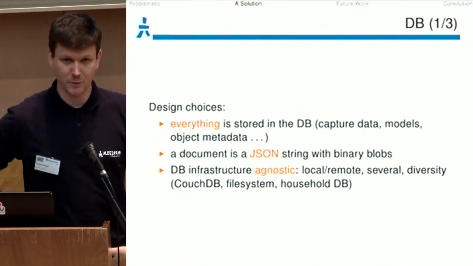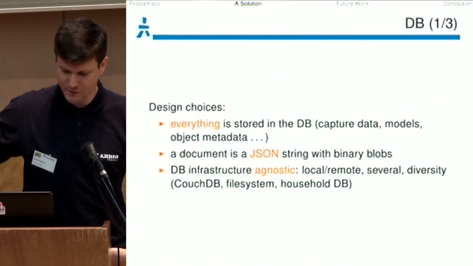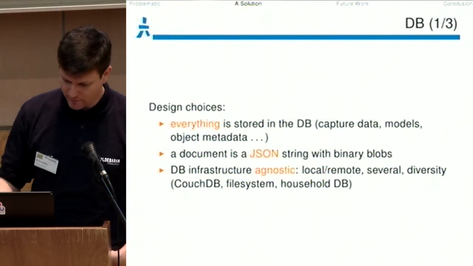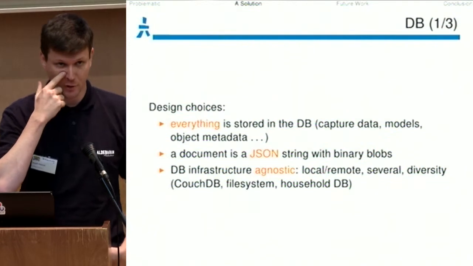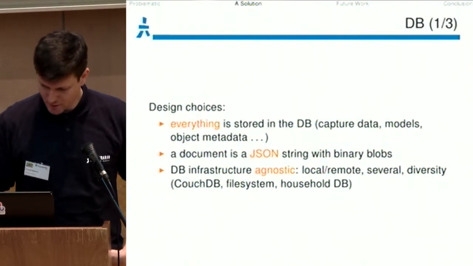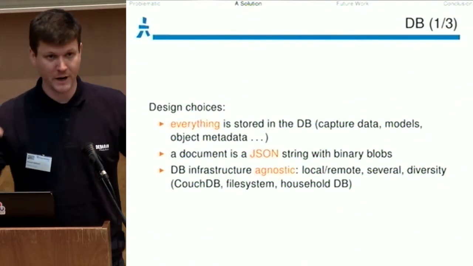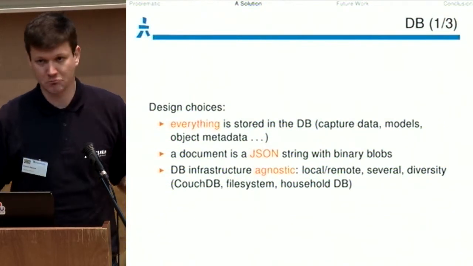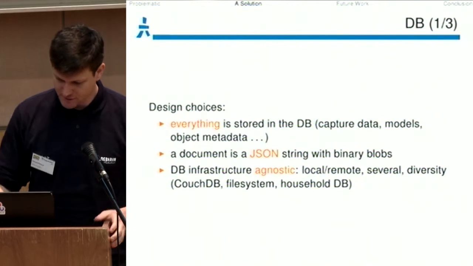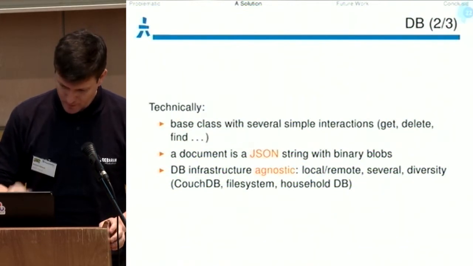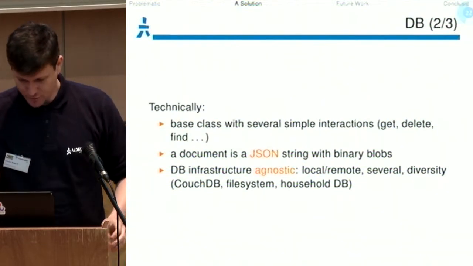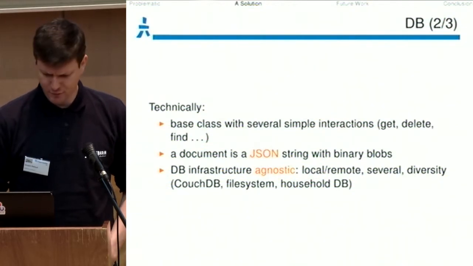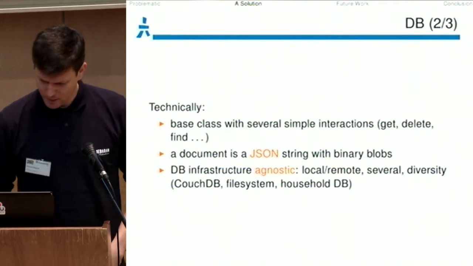Actually, we just implemented a thin layer, and then you just have to implement a few child classes. So we did it for CouchDB, the file system, and the household database from Grasping is also wrapped. That allows you to have different pipelines running on different databases. Some could be local, some could be remote. It doesn't matter, that's just handled transparently. So as I said, we just have this base class, with a few simple interactions you have to implement. I think it's between 5 and 10.